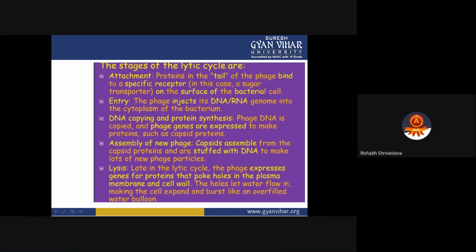The DNA copying and protein synthesis. The phage DNA is copied and phage genes are expressed to make proteins such as capsid proteins. Assembly of new phage. Capsids assemble from capsid proteins and are stuffed with DNA to make lots of new phage particles.